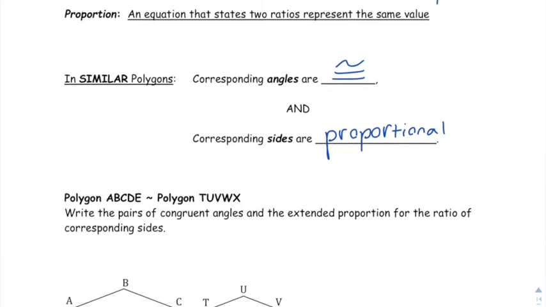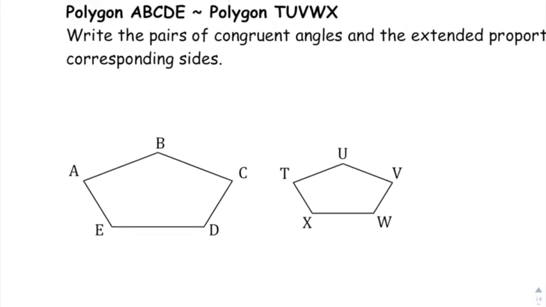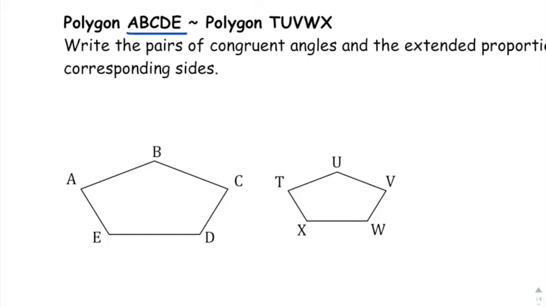So anyways, looking at this next example, we need the pairs of congruent angles and the extended proportion for the ratio of the corresponding sides. This is pretty straightforward. They tell us that polygon ABCD is similar, this little squiggly sign right there, that is similar. It's kind of like a congruent sign without the equal under it. So it's similar to TUVWX. So all the angles are pretty straightforward.